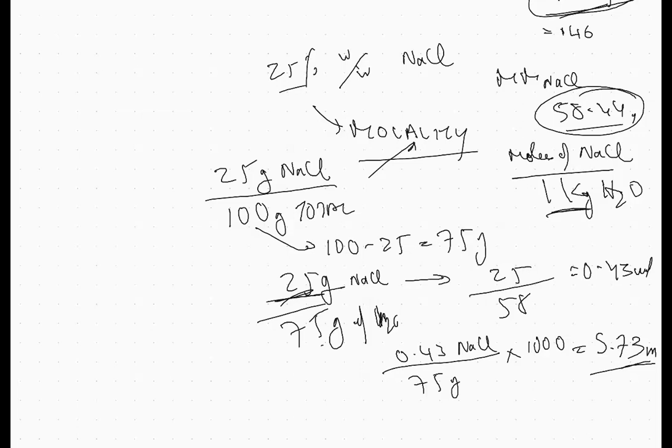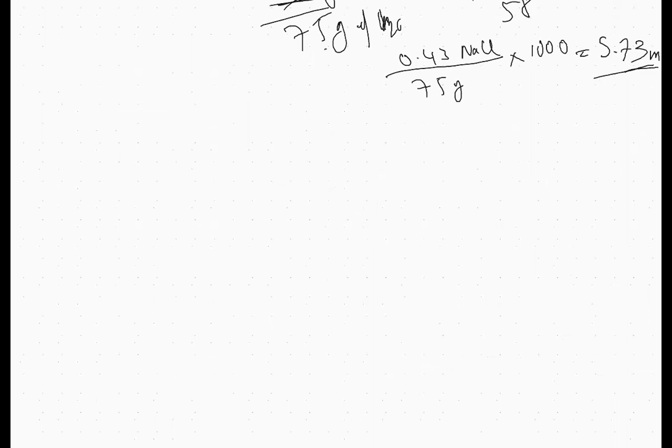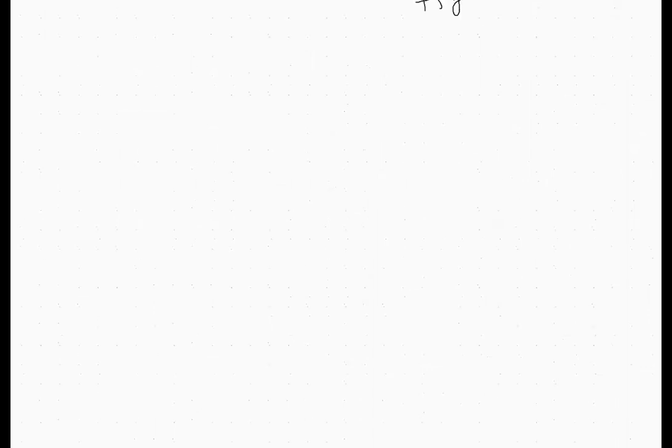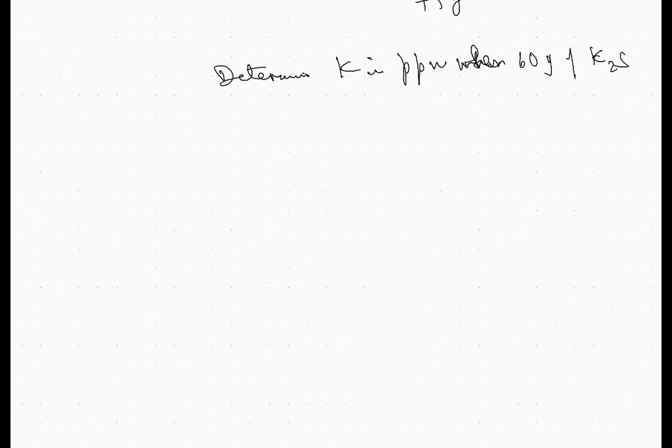Okay, then. Here it is telling us to determine potassium in parts per million when 60 grams of K2S, potassium sulfide, is dissolved in 50 liters of solution. Remember, they're asking for potassium. Although 60 grams is for K2S, we are talking about potassium only.